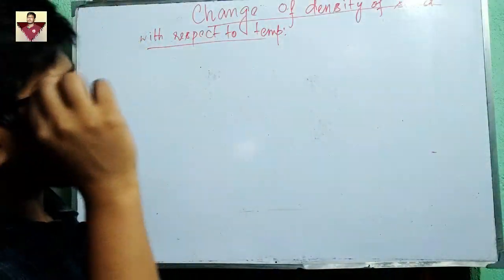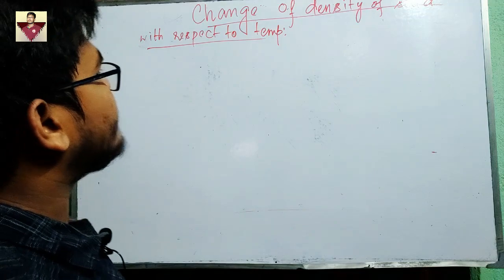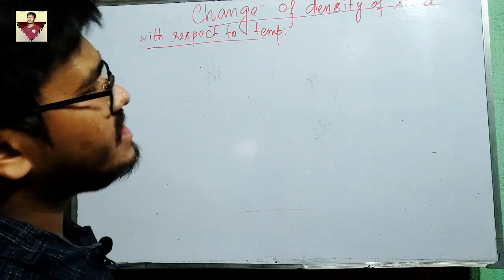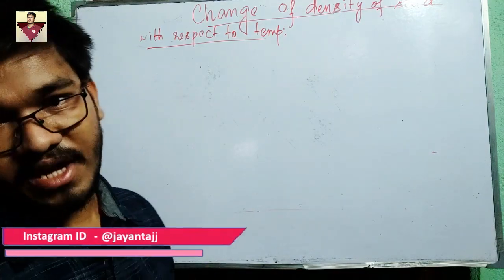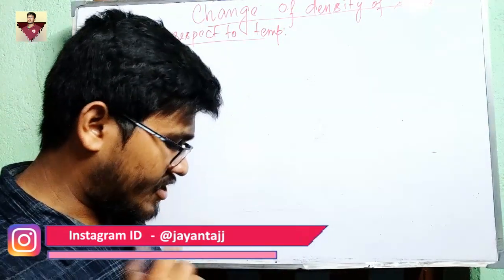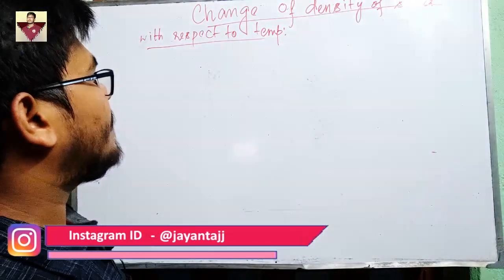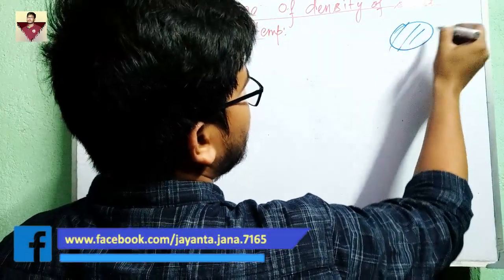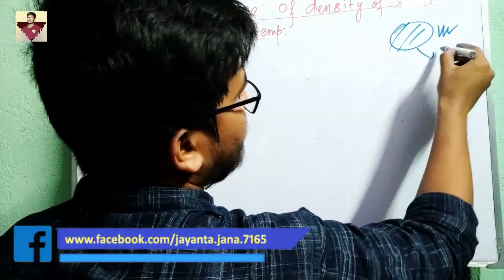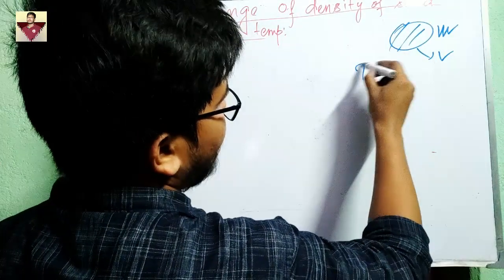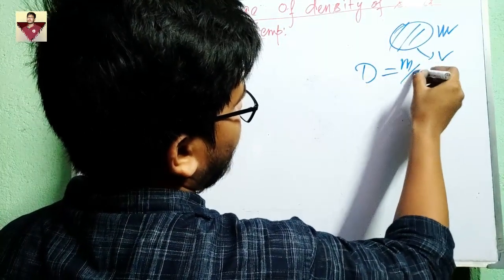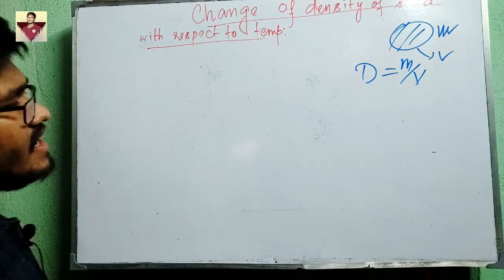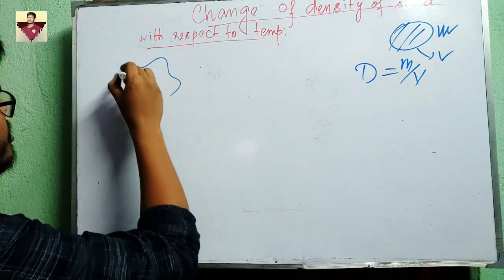In this part I will be discussing how to derive the relation between the density of a solid if you change the temperature. Now what you need to know is the definition of density. Let's say you have a substance of mass m and volume V, then you define density as d equal to m by V.